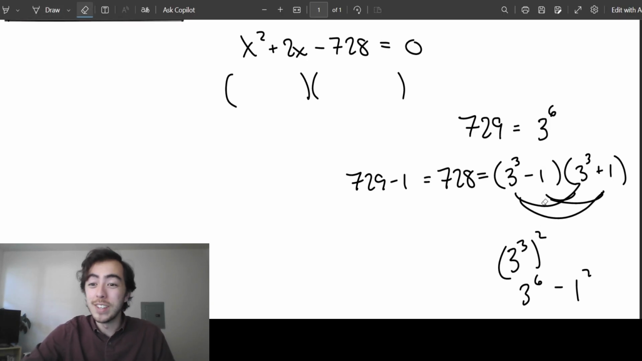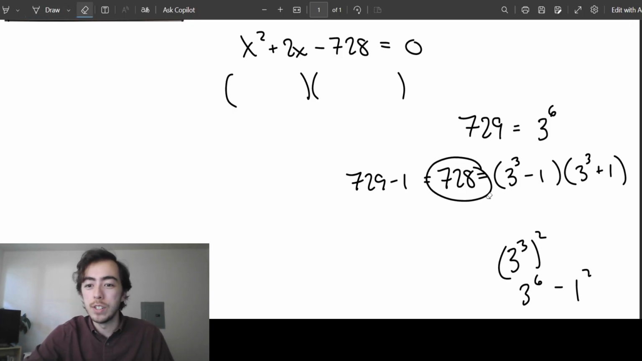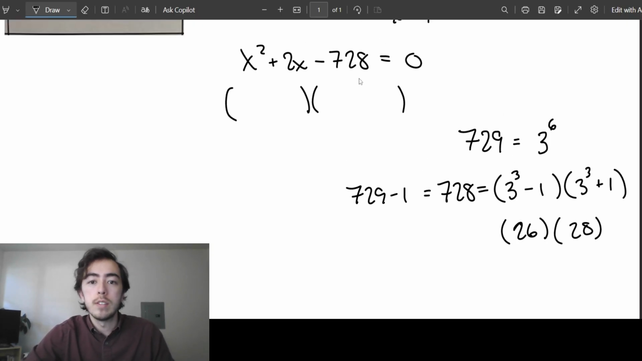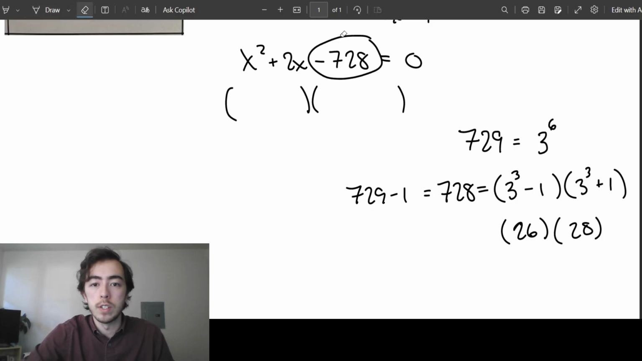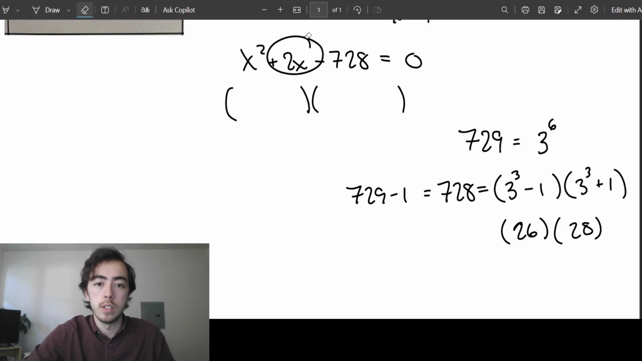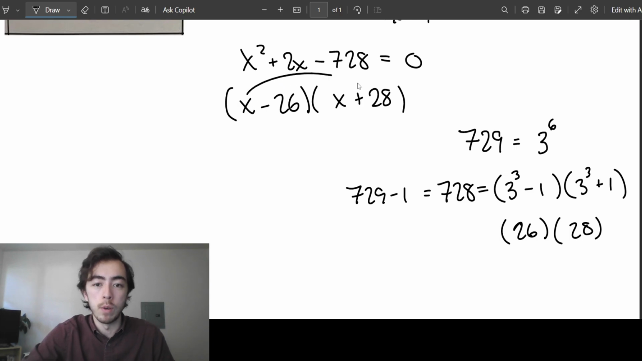And then to me, this shows that I can factor this new number, 728, as 1 more than 3 cubed times 1 less than 3 cubed. And so I know that this is going to be 26, and this is going to be 28. And this 728 is negative, so that suggests that one of these two numbers, 26 or 28, is negative. And then this plus 2 in the middle suggests to me that the 28 is the positive one, just because this plus 28 outweighs the minus 26 if we were to distribute everything between these two binomials.